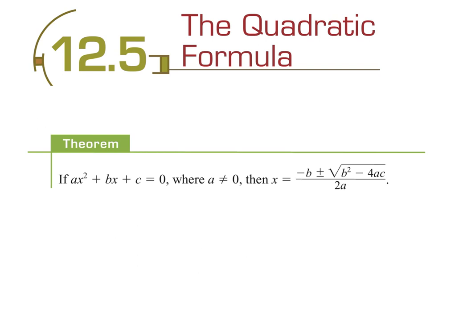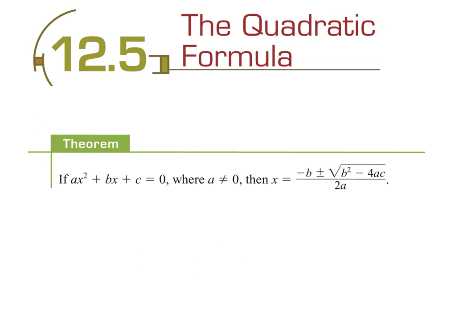X is going to equal whatever happens when you plug in these numbers to the quadratic formula, okay? So the quadratic formula is negative b plus or minus the square root of b squared minus 4ac over 2a. All right? So negative b, that means whatever b is, do the opposite. If b is positive, you're going to put a negative there. If b is negative, that's going to be positive.